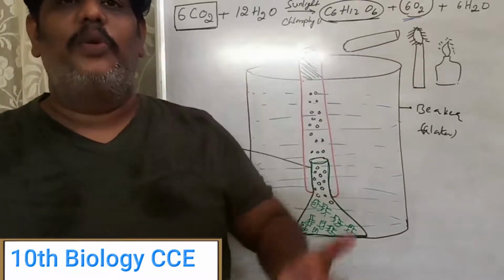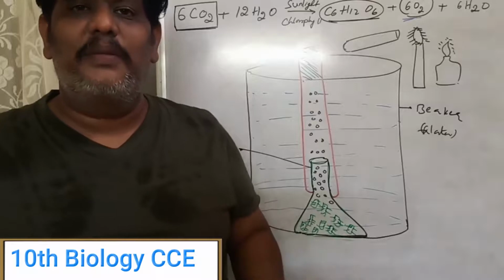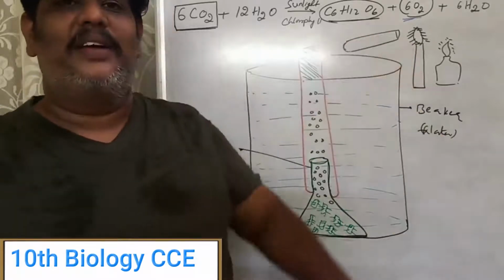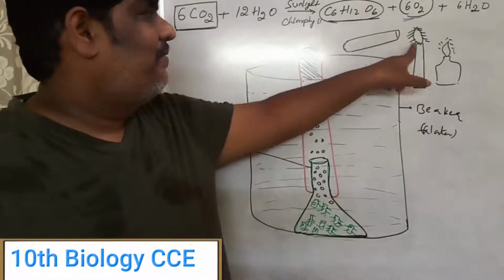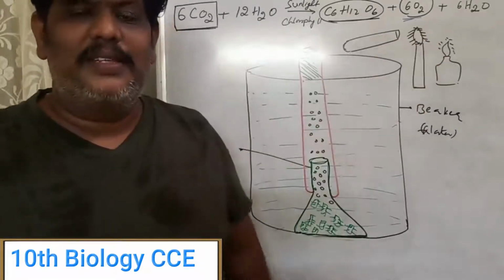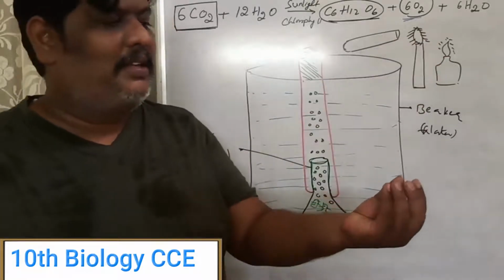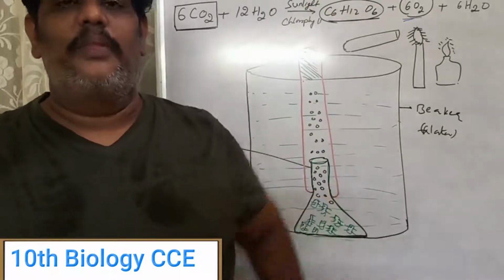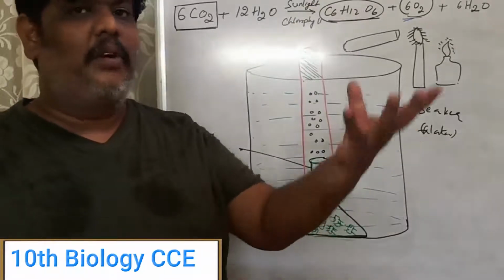oxygen. You all know that oxygen is a gas which helps in burning. If it were carbon dioxide coming out, it would definitely put off this candle. The candle would not glow vigorously, isn't it? The flame would not increase.